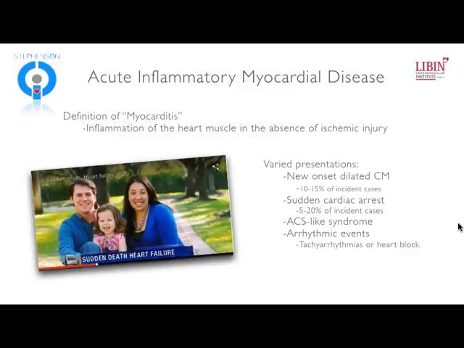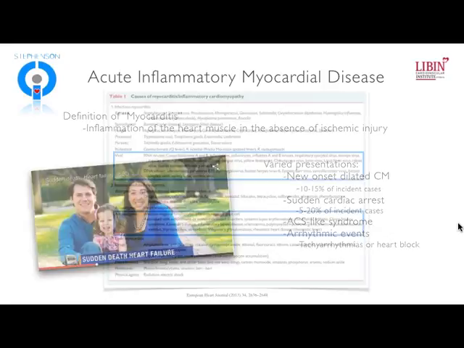So what we're talking about here is acute inflammatory myocardial disease, and the first thing we should do is define what that means. Myocarditis is essentially inflammation of the heart muscle in the absence of ischemic injury. As shown on the left-hand side, it can present in young people, such as this lady who died suddenly, was resuscitated and had very severe left ventricular dysfunction at age 30.